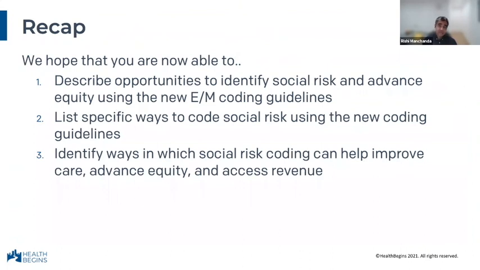Last but not least, we've covered so much ground, Sarah, today, as is typical for our conversations. But today, remarkably, in 20-odd minutes, we were able to cover a lot of ground. We hope that out of this conversation, you're now better able to describe opportunities to identify social risk and advance equity using these new coding guidelines, and why they matter. List a couple of specific ways to code for social risk. You heard Sarah talk about the use of medical decision-making specifically to be able to use social risk data to identify moderate risk using those new coding guidelines.